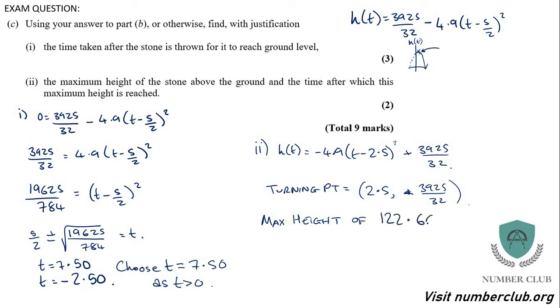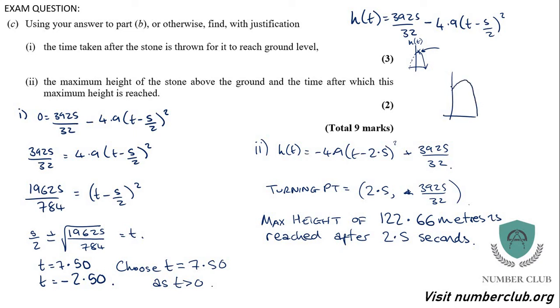122.66. Was it meters? Yeah, meters. Okay, meters is reached after 2.5 seconds. Okay, so that's when the stone goes up. After 2.5 seconds, it starts to decrease. Okay, it starts to decline. So eventually, it hits the ground after 7.5 seconds ish.